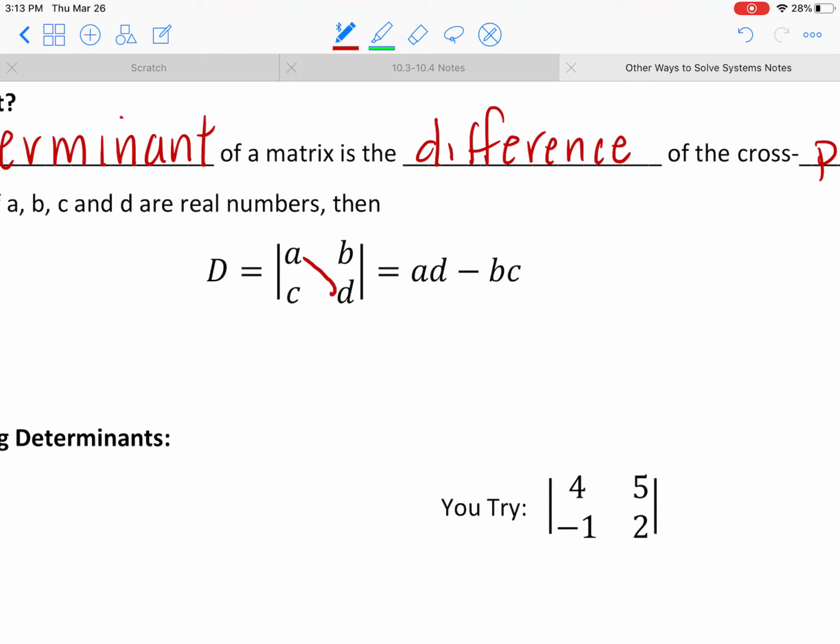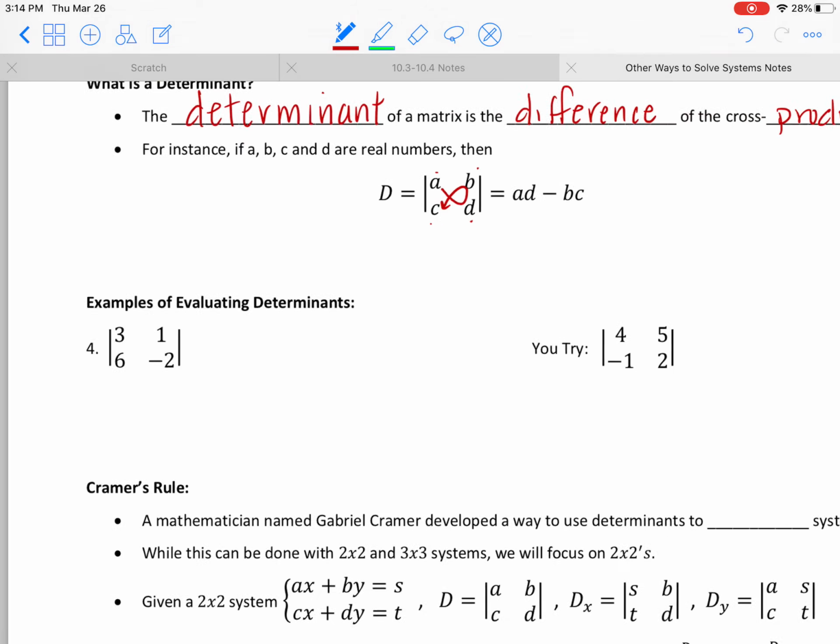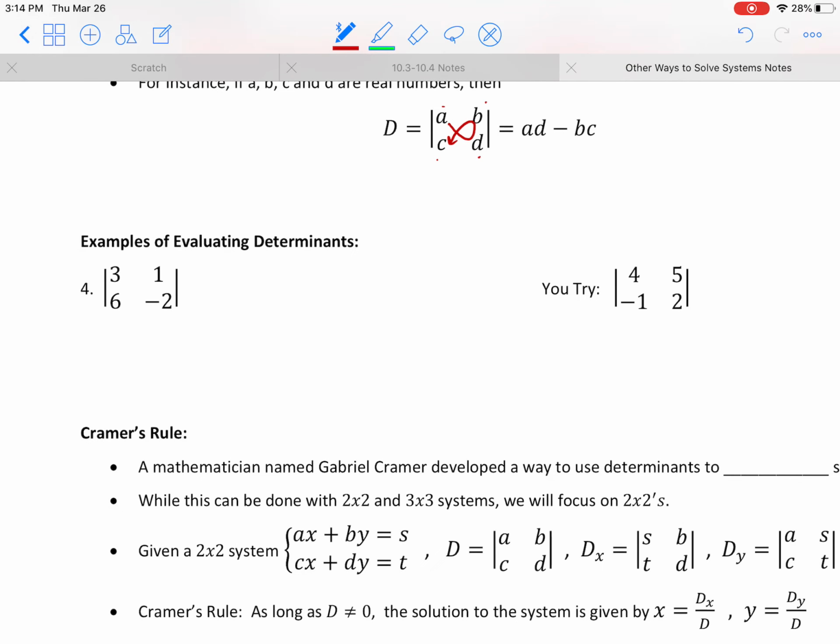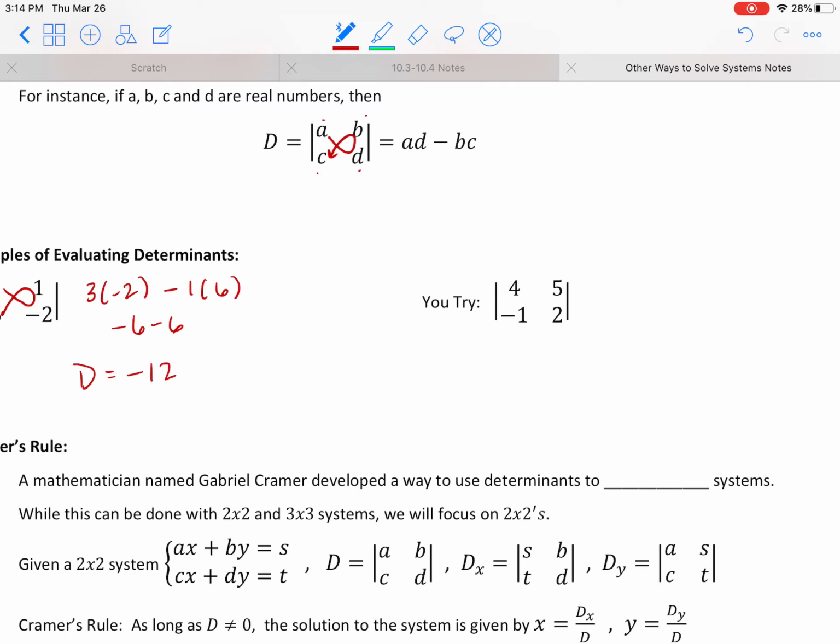Let me just show you how this wraps around in my head. So you're starting here, and then, oops, did that backwards. You're starting here, and then you're going here, okay? So A times D minus B times C. If you did that for a system or matrix, you're going to get what we call its determinant, okay? And let's just evaluate that a couple of times. So if you did 3 times negative 2 minus 1 times 6, those cross products, the difference of those cross products here would be negative 6 minus 6, which would be negative 12. We would say this determinant is negative 12, okay?